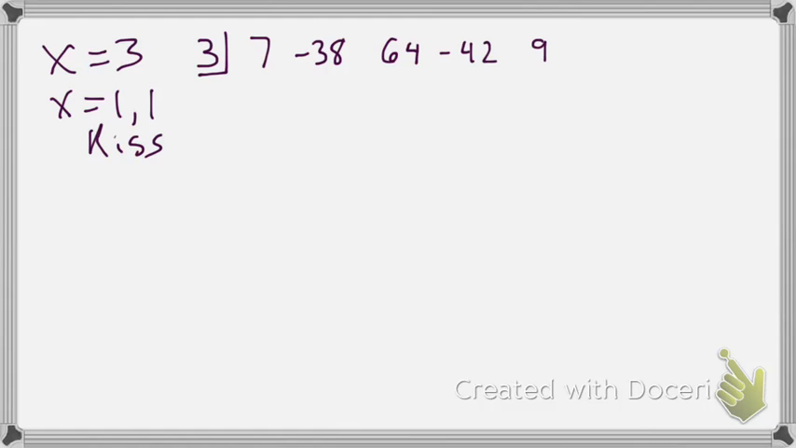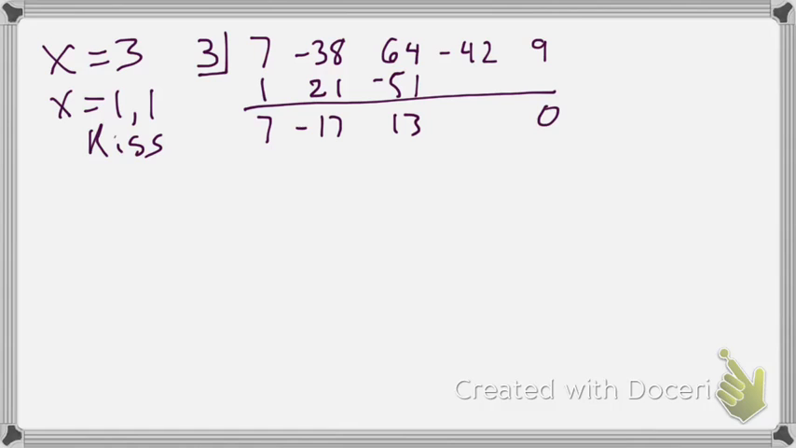Okay, so I draw my line. Remember, I'm expecting a 0. If I drop down the 7, I get 7. If I multiply, I get 21. If you add negative 38 and 21, we get negative 17. 3 times negative 17 is negative 51. If you add 64 minus 51, that's 13. 3 times 13 is 39. If you add those, you get negative 3. If you multiply, you get negative 9. If you add, you get 0.